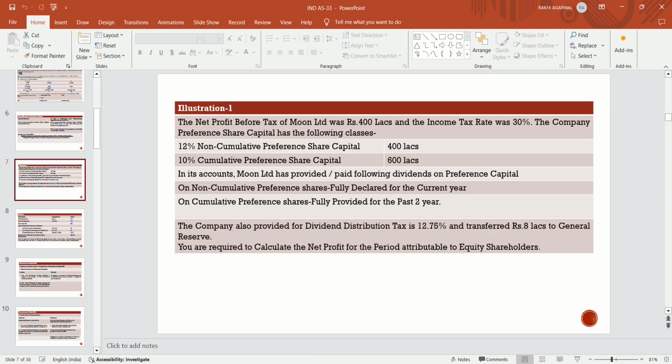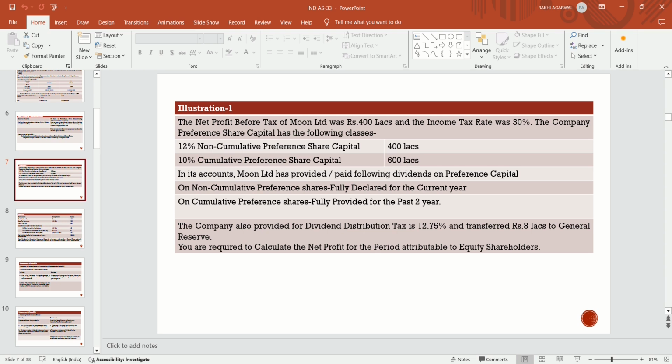This concept is explained with the help of an example: net profit attributable to the ordinary equity shareholders divided by the weighted average number of equity shares. The net profit before tax of Moon Limited was rupees 400 lakhs and the income tax rate was 30%. The company's preference share capital has the following classes: 12% non-cumulative preference share capital of 400 lakhs, and 10% cumulative preference share capital of 600 lakhs.